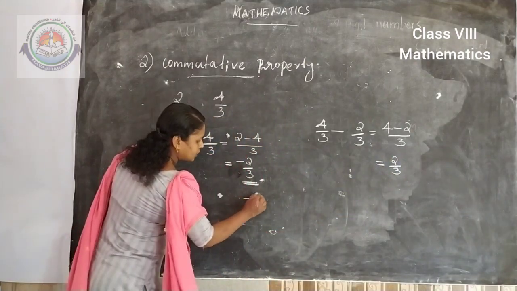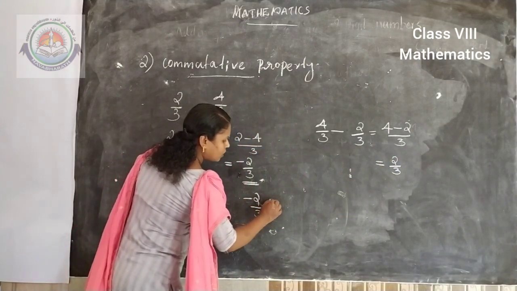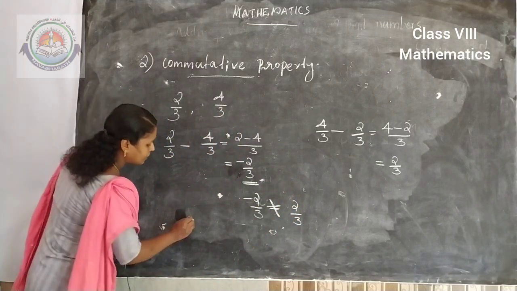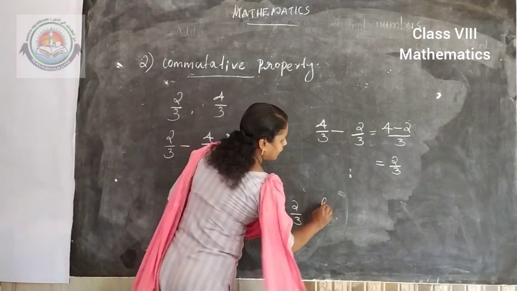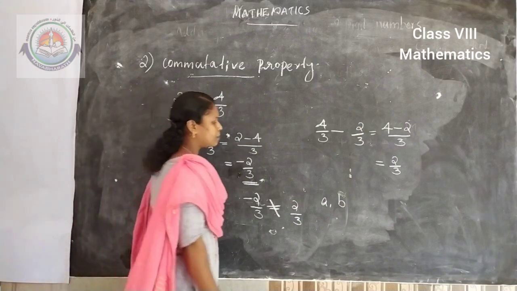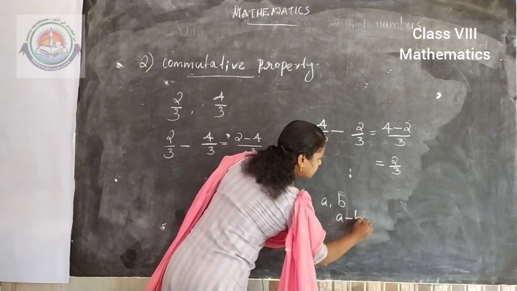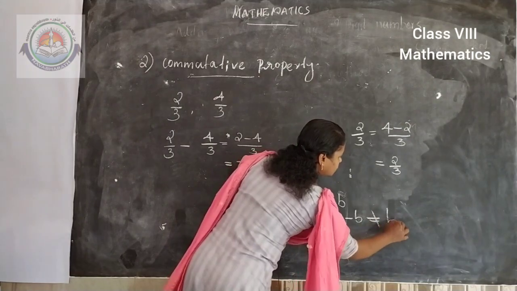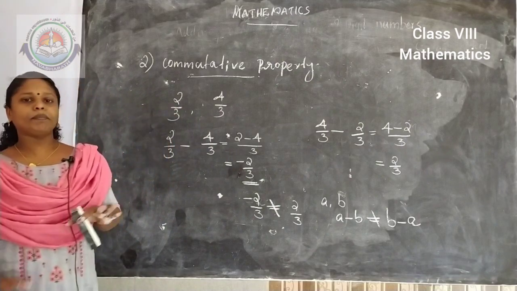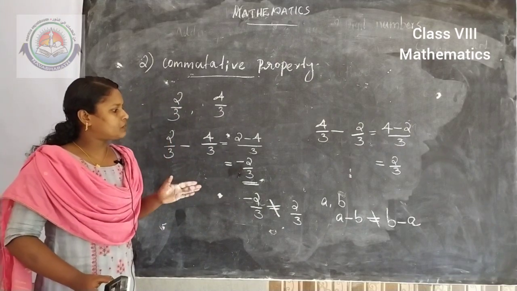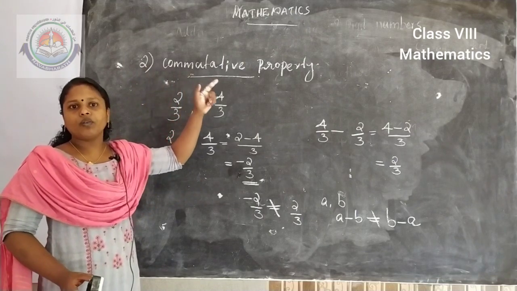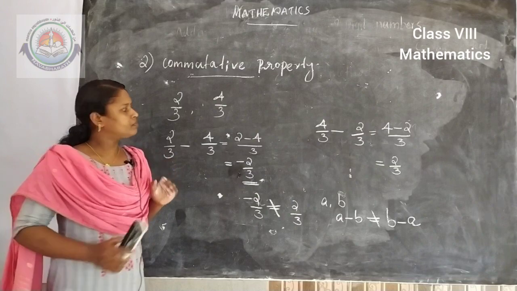This negative 2 by 3 is not equal to 2 by 3. So we can say that if a and b are two rational numbers, then a minus b is not equal to b minus a. So this commutative property is not satisfied for subtraction of rational numbers.